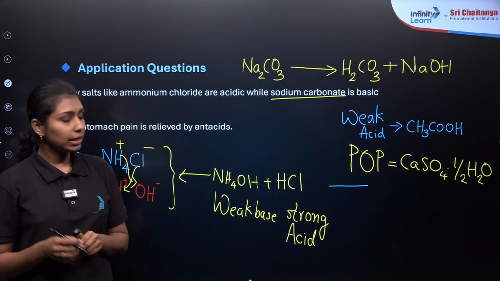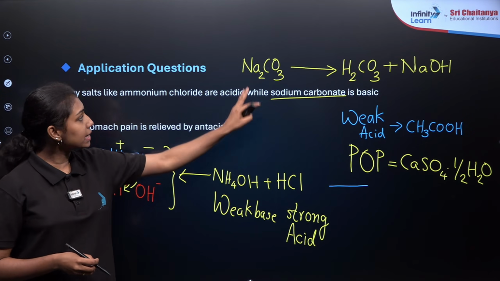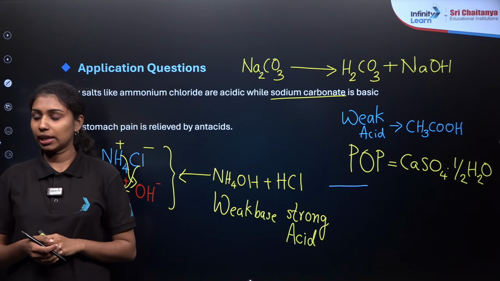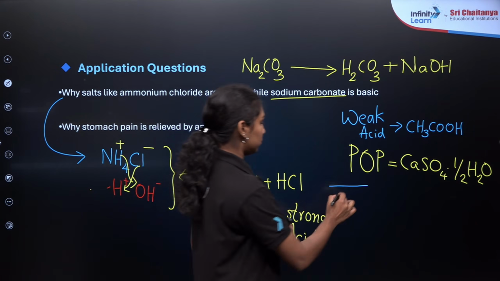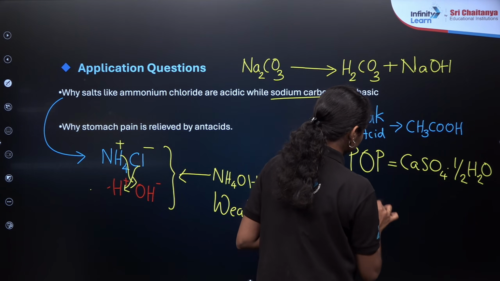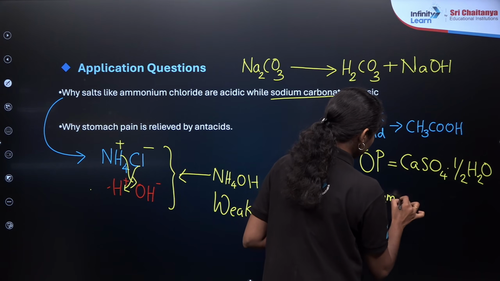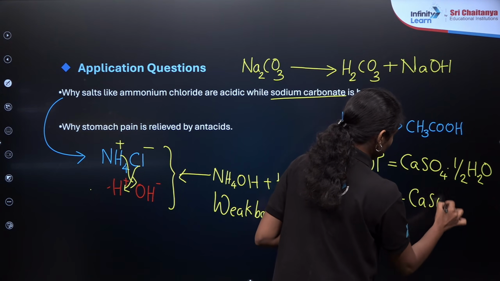Rimjin, there is a correction. The chemical formula of sodium carbonate is Na2CO3, not NaCO3. Okay, gypsum is CaSO4.2H2O.